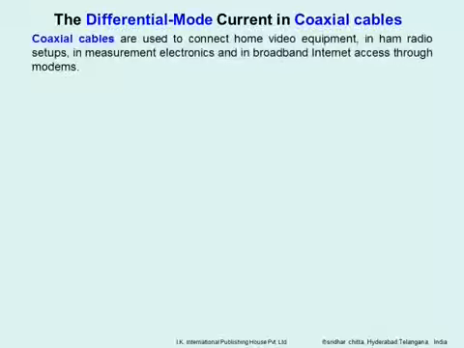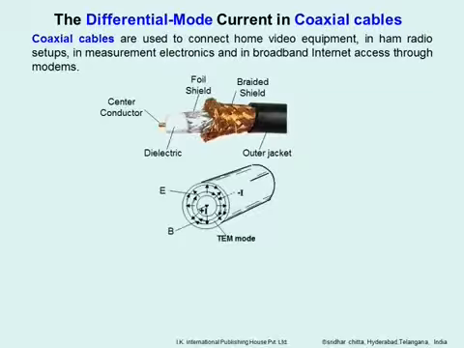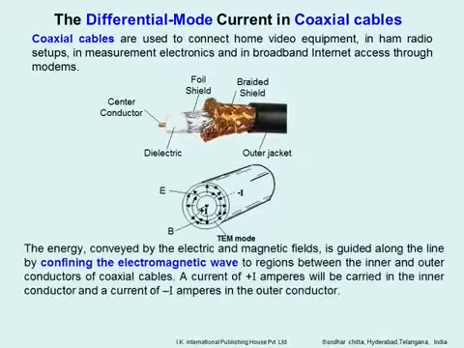We will visualize the differential mode component of current in coaxial cables now. Coaxial cables are used to connect home video equipment, in ham radio setups, in measurement electronics, and in broadband internet access through modems. The energy conveyed by the electric and magnetic fields is guided along the line by confining the electromagnetic wave to regions between the inner and outer conductors of coaxial cables.